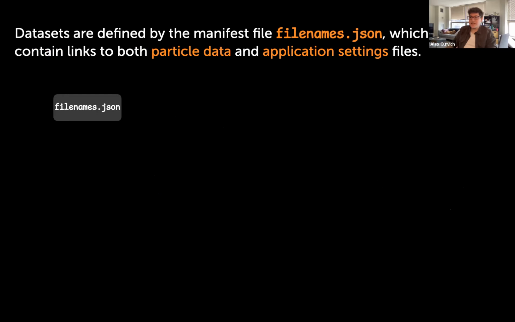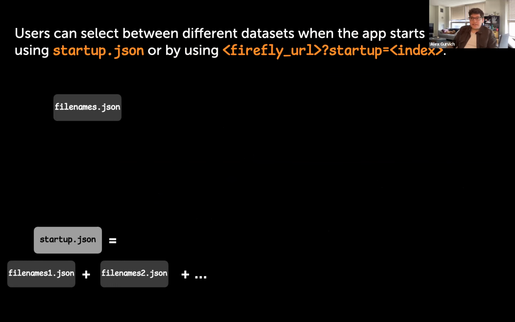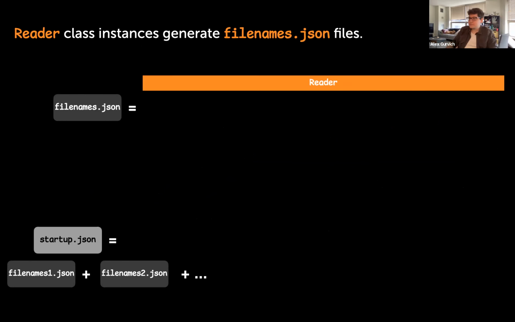Data sets in Firefly are organized using a manifest file, filenames.json. It's what it sounds like, a JSON file with a bunch of file names in it that point to the data and settings for that visualization. That dropdown that I demonstrated, you can create that automatically by just having a startup.json file that contains multiple filenames.json, and then you get that dropdown. Or if you use a query string in your URL, it'll just go straight to that index. To create filenames.jsons, you'll use reader class instances from the PDPP.